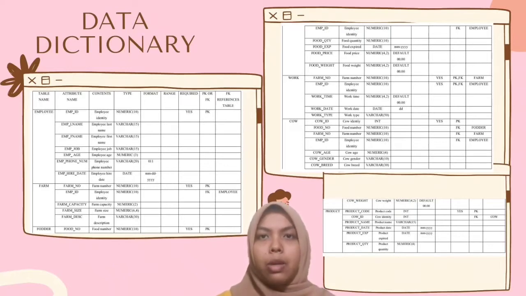The cow table with primary key is cow ID. The foreign key is food number referred to the fooder table. Foreign key farm number referred to the farm table and foreign key employee ID referred to the employee table. For table product, the primary key is product code and foreign key is cow ID referred to the cow table.